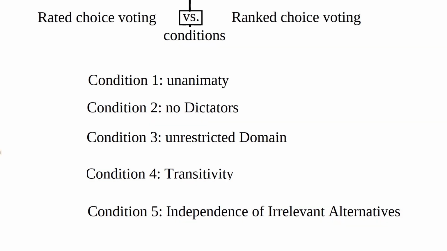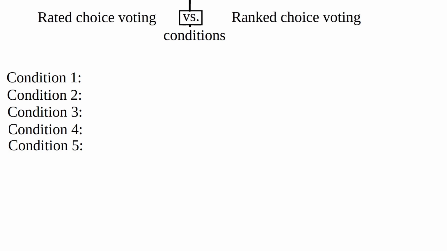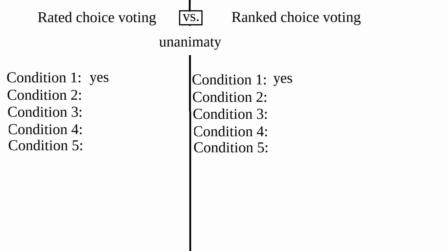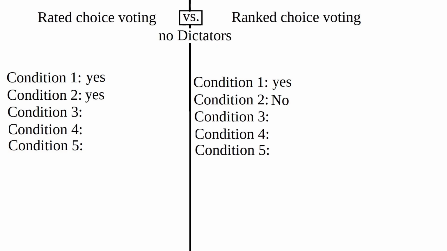Okay, let's see how these two voting systems compare against these conditions. Condition 1, unanimity. They both are capable of expressing a popular victory, mostly. Condition 2, no dictators. Well, we know from comparing earlier that ranked choice voting fails this one.